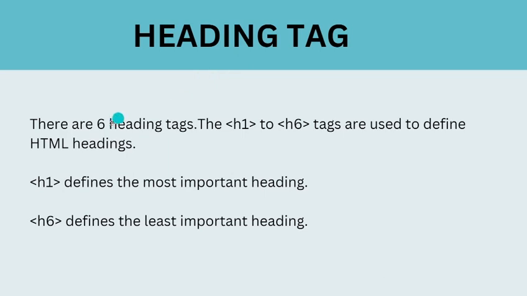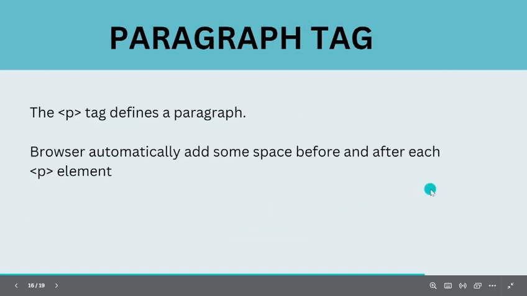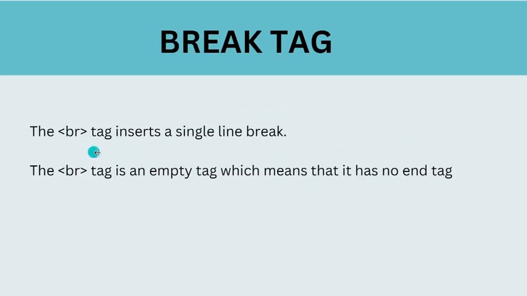Here, heading tag. So there are 6 heading tags from H1 to H6. H1 is the most important and H6 is the least. And the paragraph tag. We have already seen this. The paragraph tag defines a paragraph and the spaces are automatically given, and we have a break tag. Here when we use the break tag, it creates a line break.